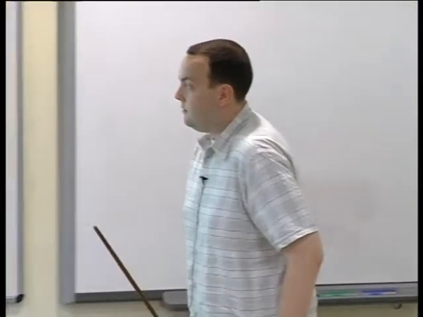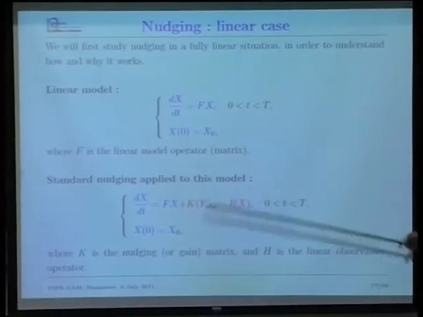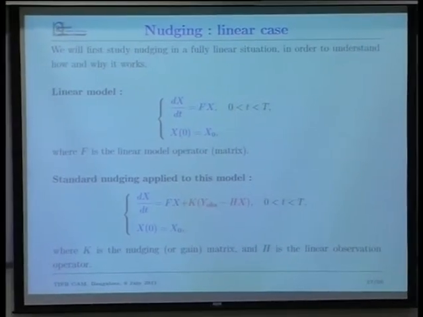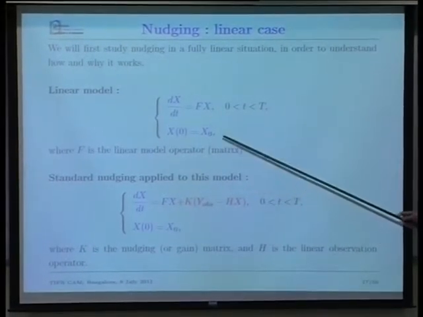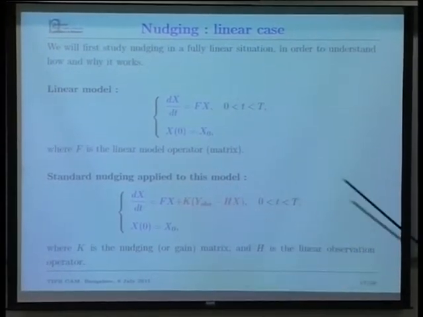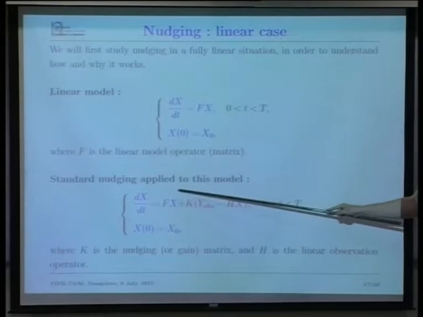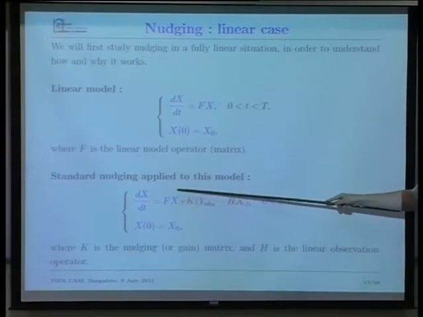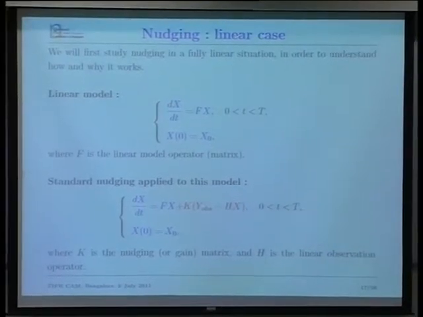So, first, we study a linear case in which we can do some mathematical things and try to understand how it works. Everything is linear: the model F is supposed to be linear, so it's a matrix. You can imagine F is a matrix, and X is a vector. We assume also that H, the observation operator, is linear. The standard nudging is the same: dx/dt = F(x), and then we add the nudging feedback to the observations.